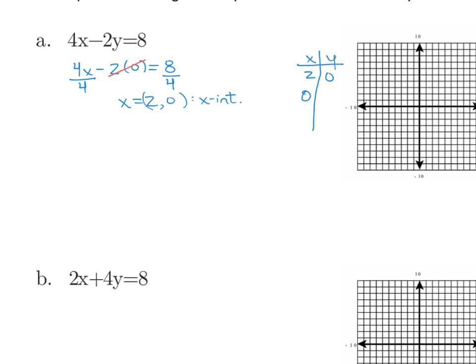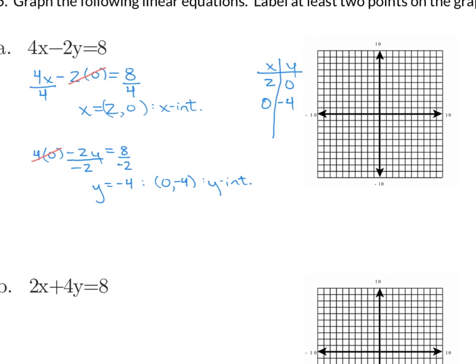For my y-intercept, I'm going to plug in 0 for x. My x term goes away, and I can divide both sides by -2. We get y equals -4. And so 0, -4: x is 0, y is -4. This is my y-intercept.